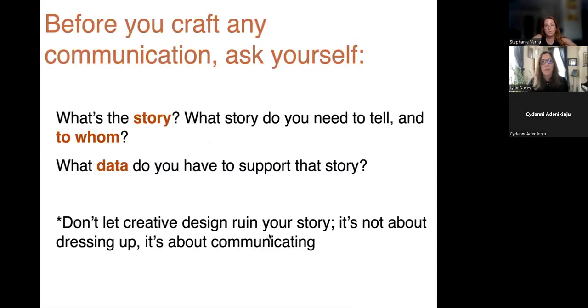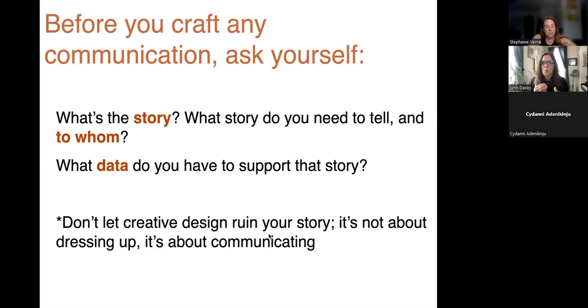Okay, so before you craft any communication, you want to ask yourself, what's the story? What is the story I need to tell and to whom? And then what data do we have to support that story? So I think especially with a lot of fact sheets, infographics, online data and tools, we just think, what do we have? What do we have at what level, at what geography, for what ages, what time periods, and how can we put it all together to get as much data up there as possible?